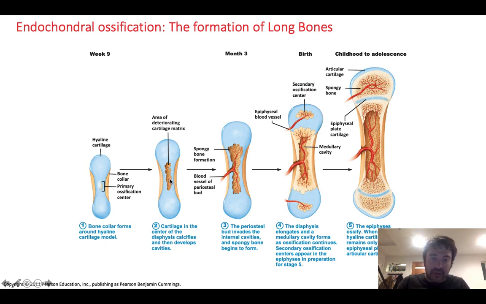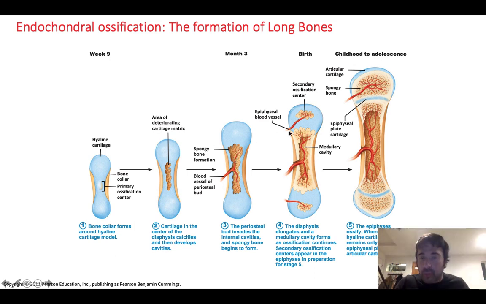After the cartilage at the center of the diaphysis deteriorates and develops that medullary cavity, you get the paraosteal bud invading, and that's when that spongy bone begins to form within that cavity, and that spongy bone is what forms the endosteum within the medullary cavity. So the medullary cavity has yellow bone marrow, and within the endosteum we get a little layer of spongy bone.